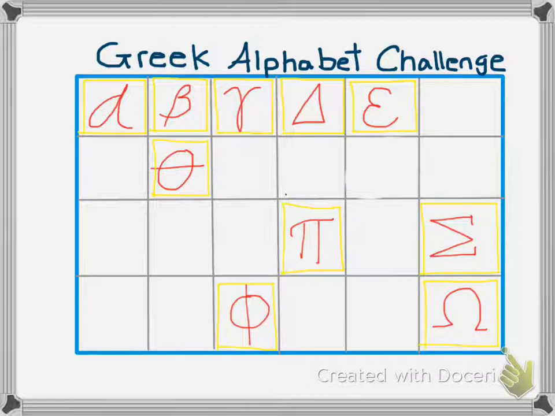Right in front of you is a table, and the table has 24 spaces for the 24 letters of the Greek alphabet. I have actually put in several of the letters of the Greek alphabet, but they are in Greek. So these are the Greek letters for those. Some of them are capital, some of them are lowercase.